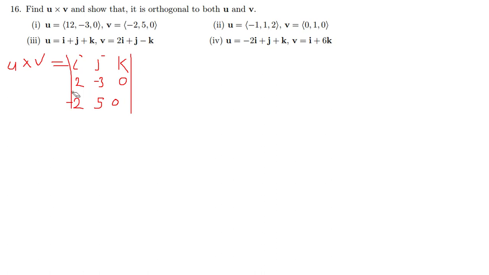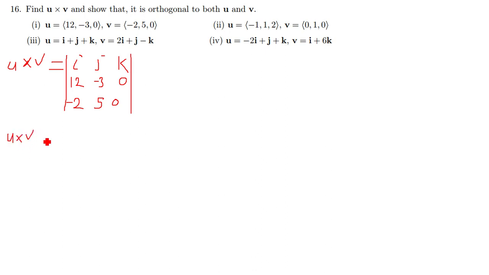So after finding the determinant of this, let me just write this properly. After finding the cross product of this, they are saying show that it is orthogonal to both u and v. So the cross product of this will always give you a vector.